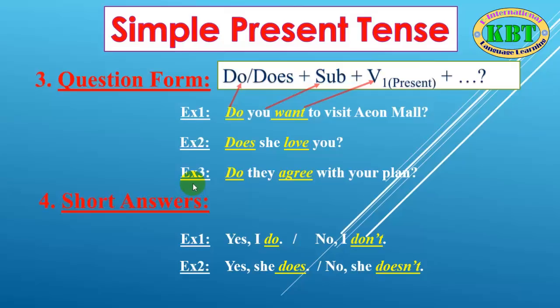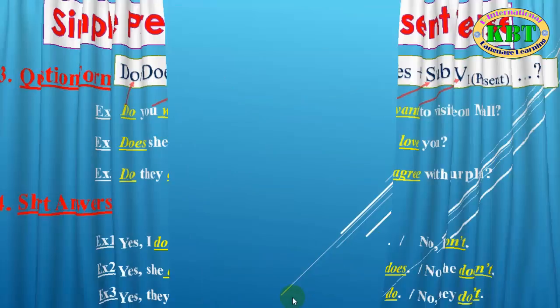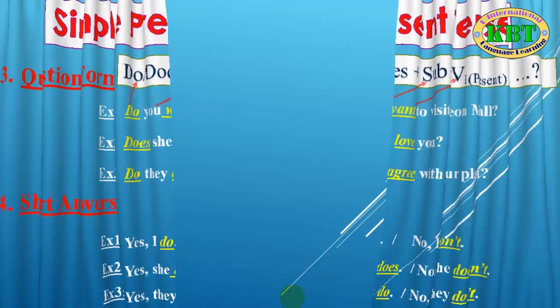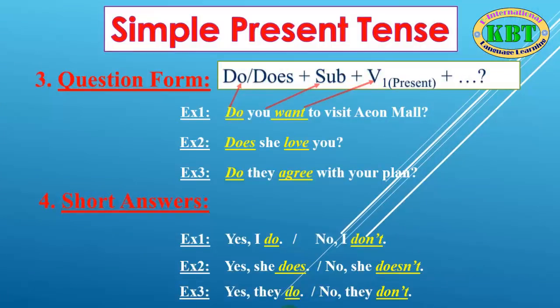Number 3. Do they agree with your plans? So if you say yes, the subject is they, so you put they, and the auxiliary do, so you put do. Yes they do. Yes they do, no they don't. So that's all for the short answer to all of these questions.